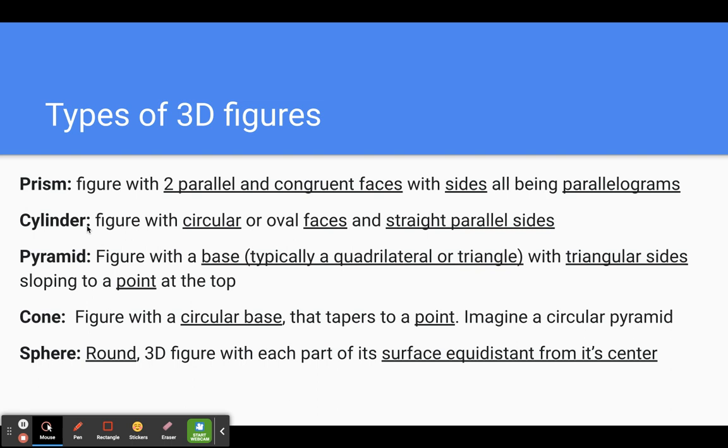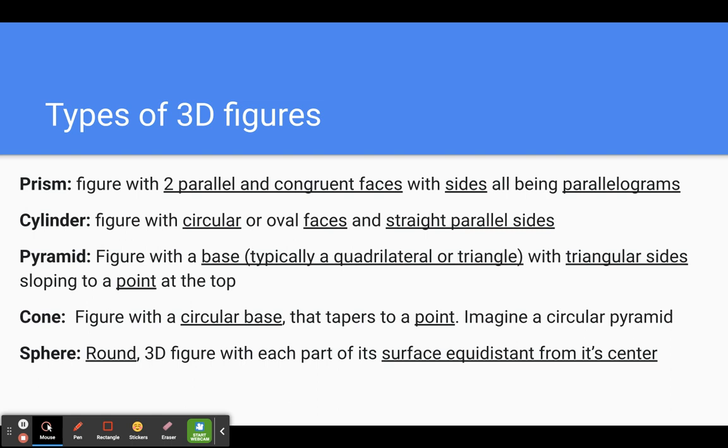Typically, the base is a quadrilateral or a triangle. Technically, again, you can have many different types of bases, but all of the sides are going to be triangular, and all of the triangular sides slope up to a point at the top. A cone is a figure with a circular base that tapers to a point. Imagine a pyramid, but just with a circle as the base. So it technically doesn't have any sides.